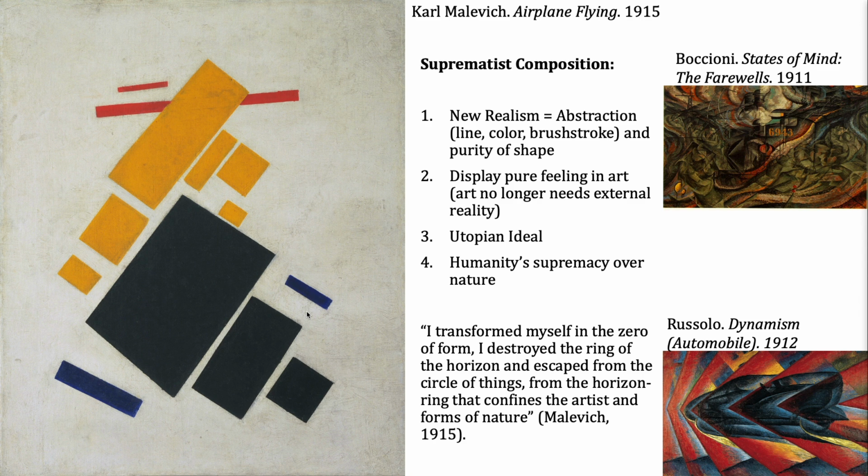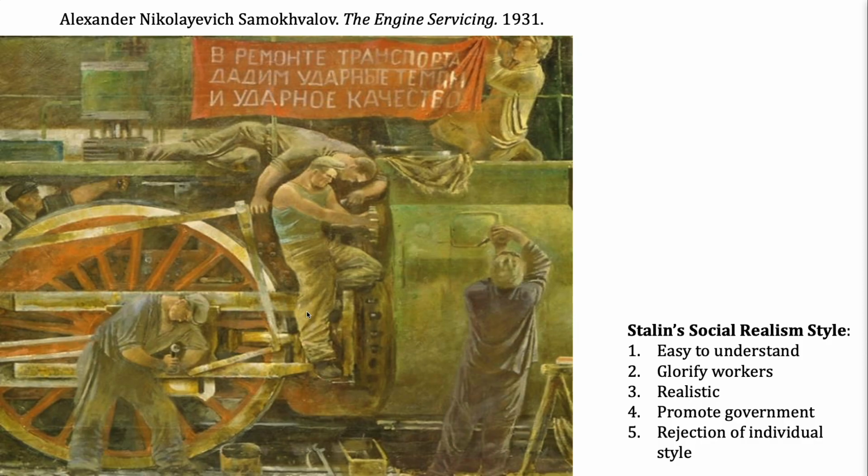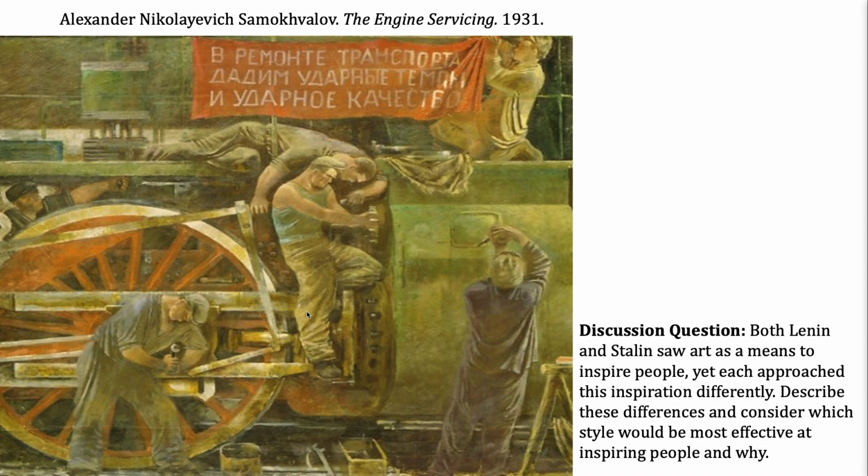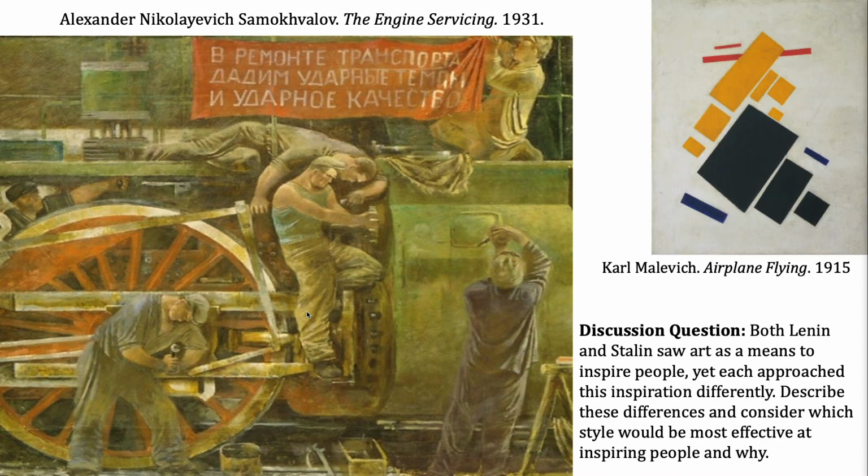In a similar way to what we see with futurism, embracing the future and moving towards abstraction, right? So that's the first movement of the Russian Revolution. But then Stalin comes in and he says, you know what? That stuff doesn't make sense to the common people, so I'm going to make art easy to understand, where it glorifies the workers, it's realistic, it promotes the government's agenda, and it rejects an individual style. It should all be about coming together collectively and celebrating what makes Russia, Russia, right?